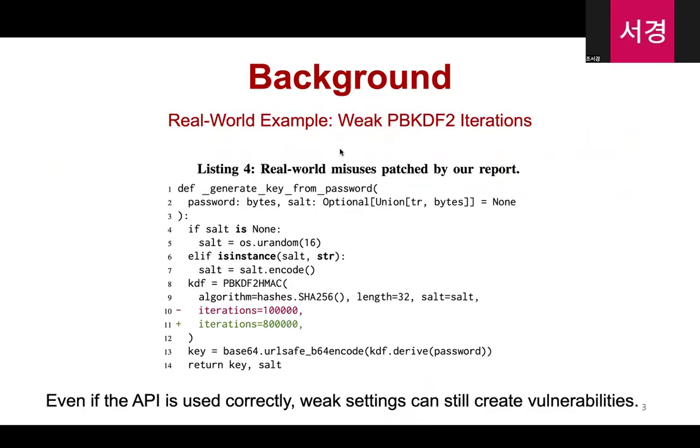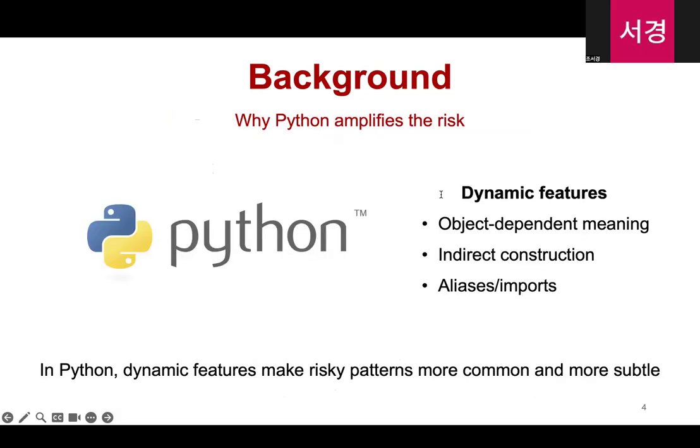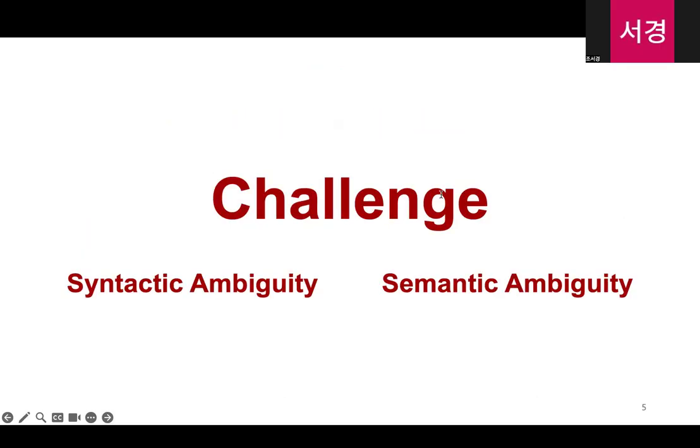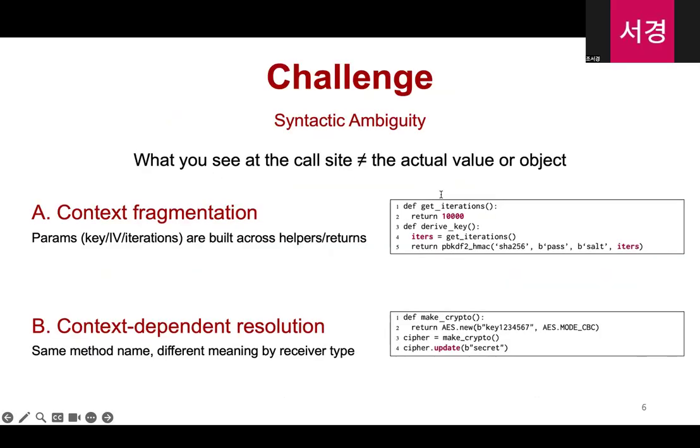These examples look syntactically fine. The developer uses the correct API, but the settings are weak, and this still leads to real security bugs. In Python, dynamic features make risky patterns more common and harder to spot. We face two core challenges.